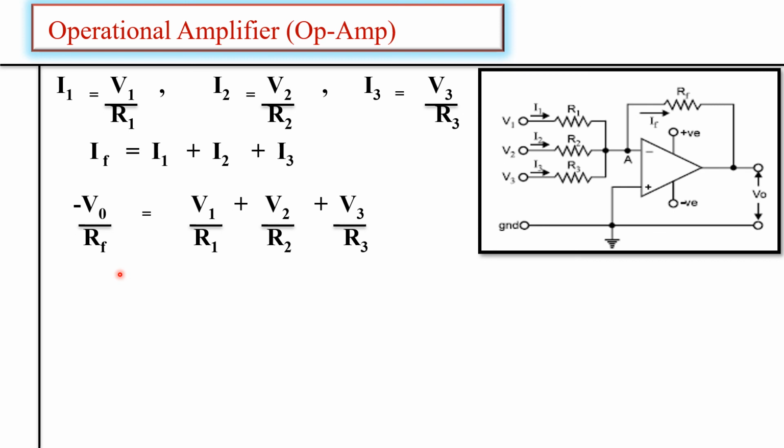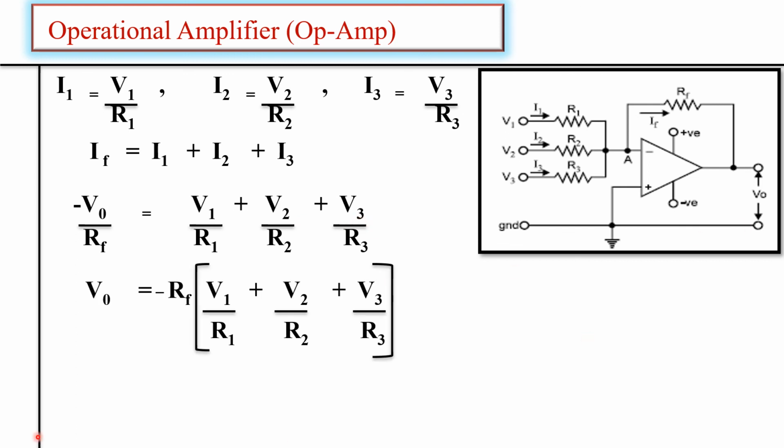If we simplify this expression, we get V1 upon R1 plus V2 upon R2 plus V3 upon R3. Let us further simplify this equation. The output voltage VO equals minus RF times (V1 upon R1 plus V2 upon R2 plus V3 upon R3). So the output voltage is equal to the algebraic sum of the individual responses. This is the expression for the output voltage in the case of the inverting summing amplifier.